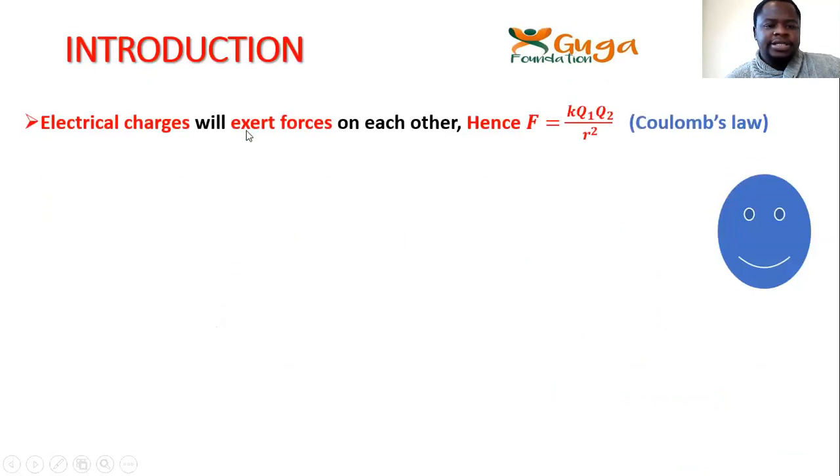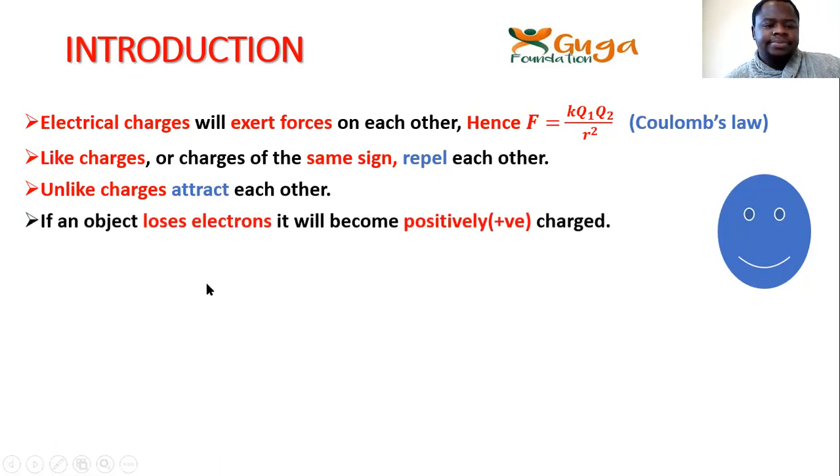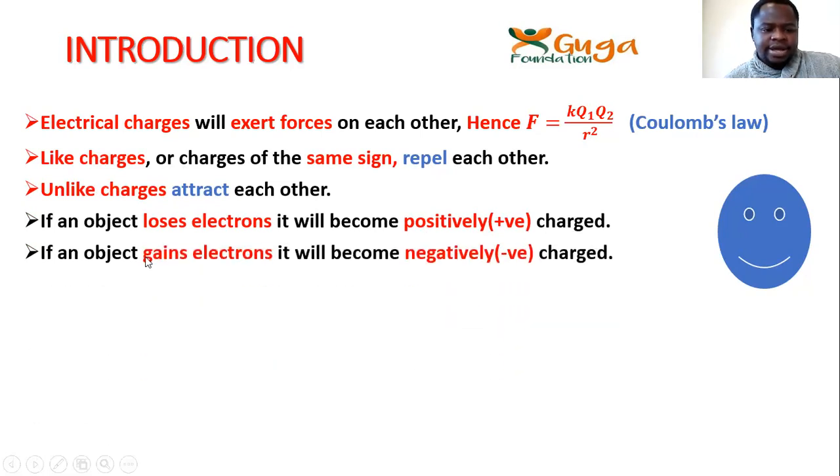Now, electric charges will exert forces on each other, and F is equal to K Q1 multiplied by Q2 over R squared. That's Coulomb's law. Like charges or charges of the same sign will repel each other, and then unlike charges will attract each other. If an object loses electrons, it will become positively charged. If an object gains electrons, it will become negatively charged.